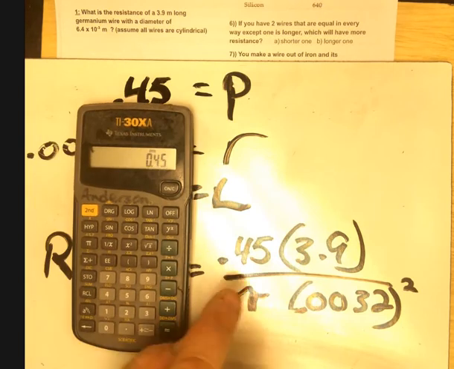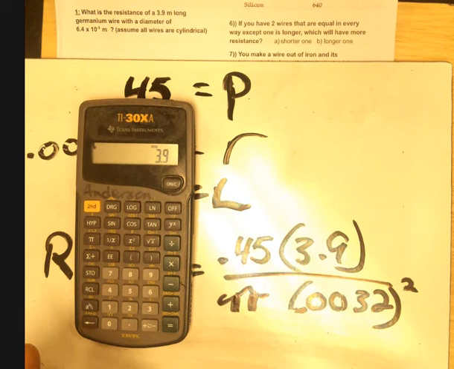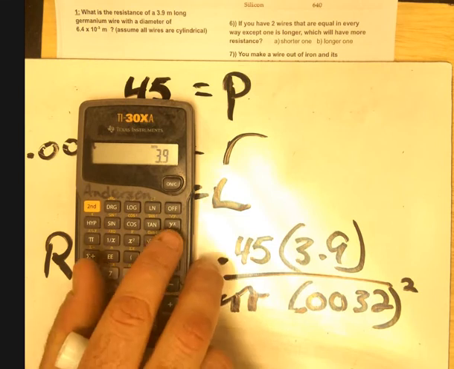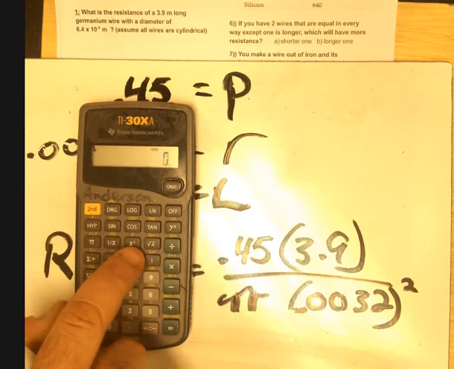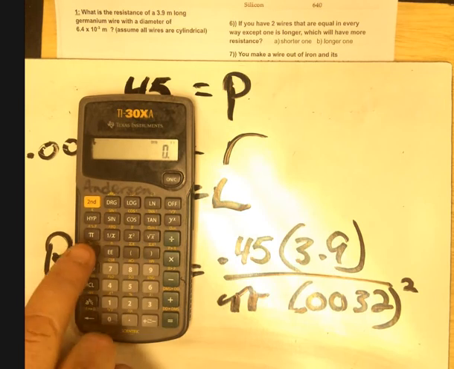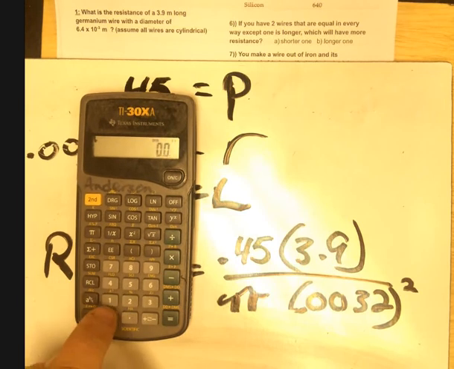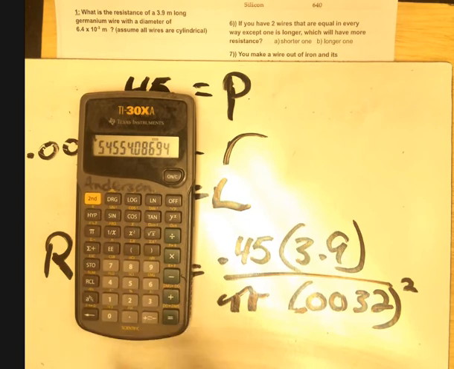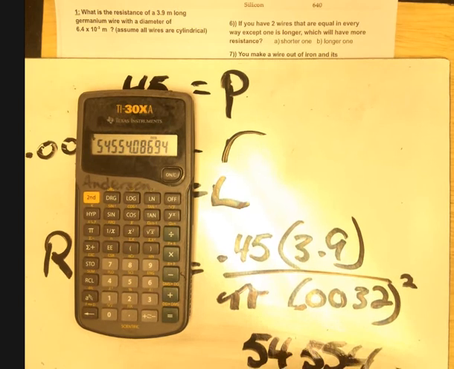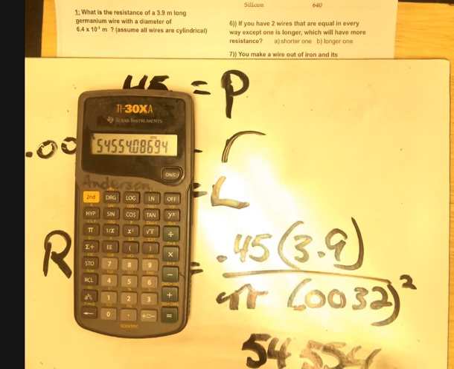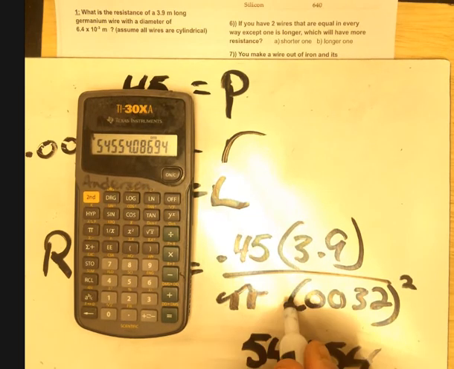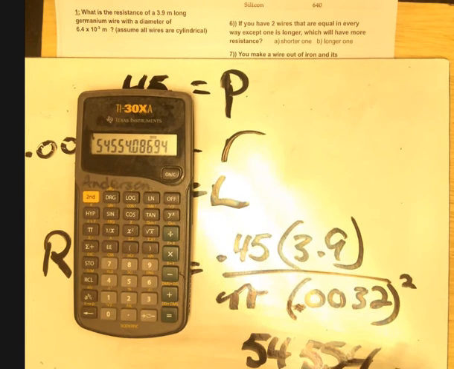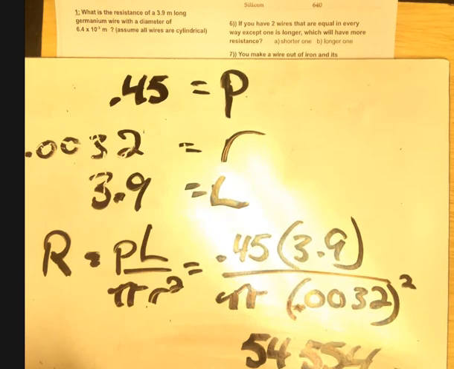0.45 on the top times 3.9, and then we're going to divide by parenthesis pi times 0.0032 squared, end parenthesis, and then equals. And I get the exact same 54,554. So there's three different ways of doing it. Choose the way that your brain works best, but be careful with it. Okay, next one.